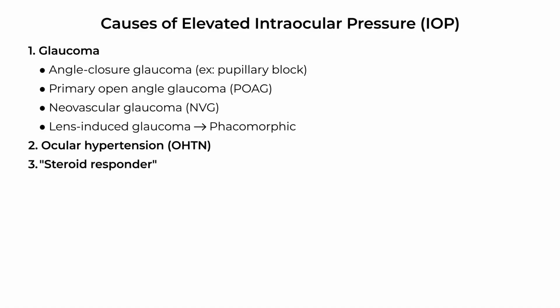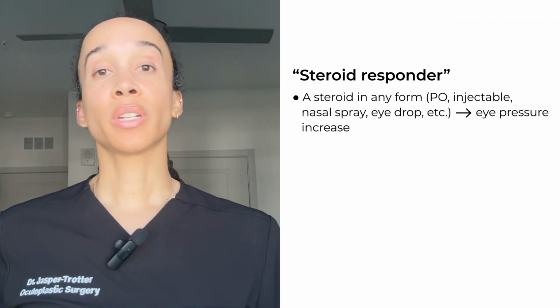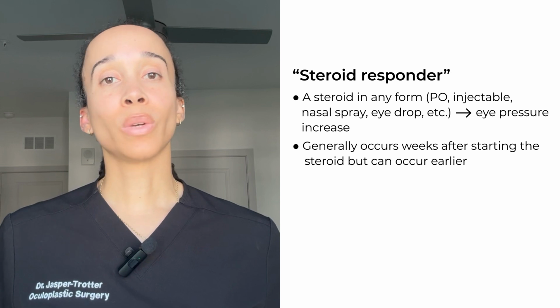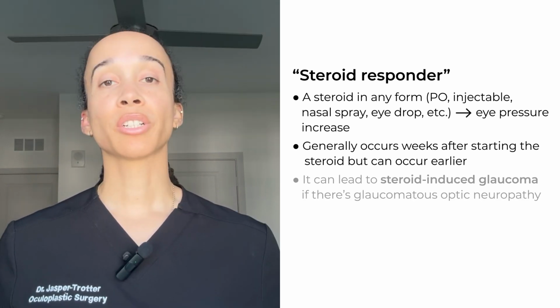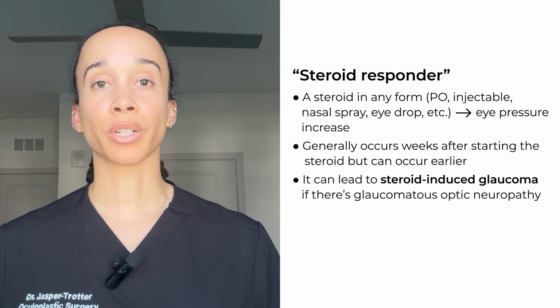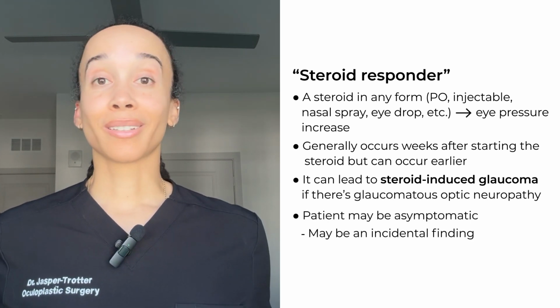So the intraocular pressure can increase as a result of someone being on a steroid. And it's not just steroid eye drops. It can be a steroid in any form: oral, IV, injections, even nasal sprays. This generally occurs weeks after starting the steroid, but it could start earlier than that. The patient may have symptoms of elevated eye pressure depending on what that value is and how fast it increased. But they could also be completely asymptomatic, and it might be an incidental finding.